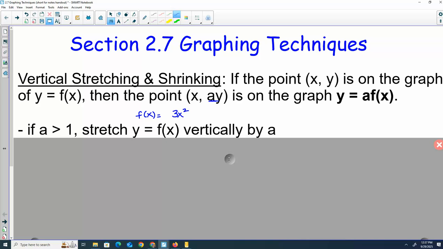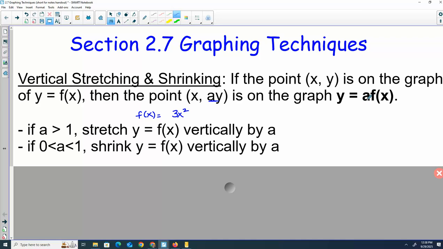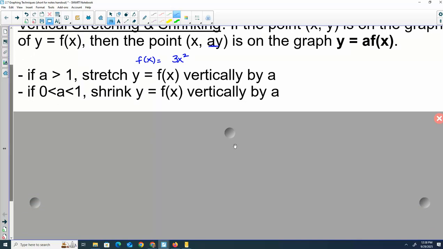But what if I took it times 1/2? What will that do? Compress or shrink it. It's like taking your height times 1/2. So if it's on the outside, it changes your y value and it does what it says. Multiplying by something bigger than 1 stretches it, smaller than 1 will shrink or compress it.